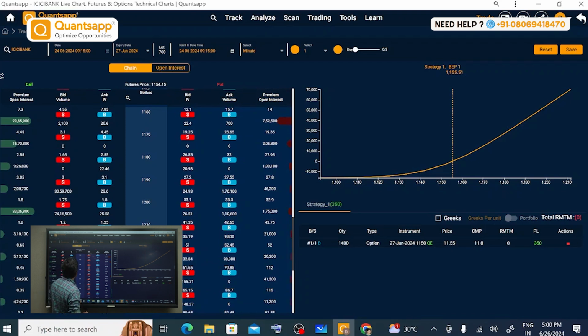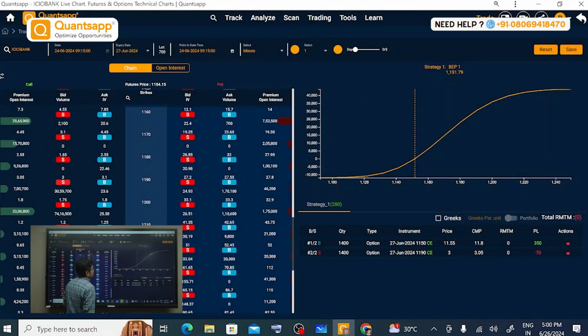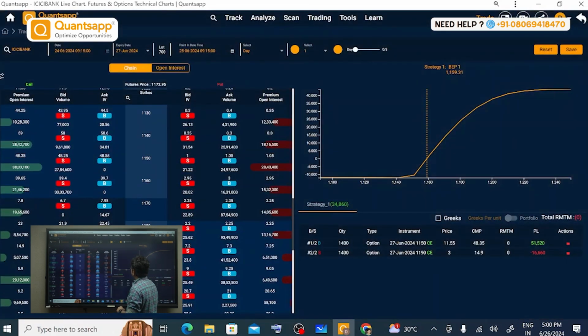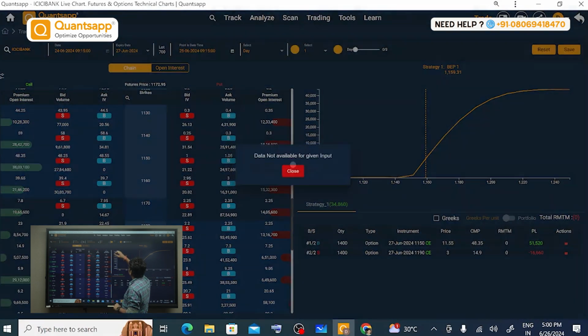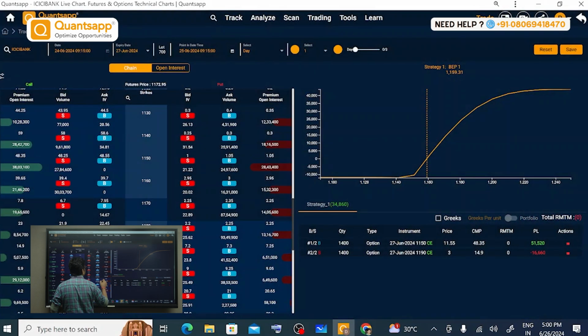I'm looking at a 2-3% return, so I'll select 1190. All right. Now I am going to move it according to day. You can see the profit I have made.